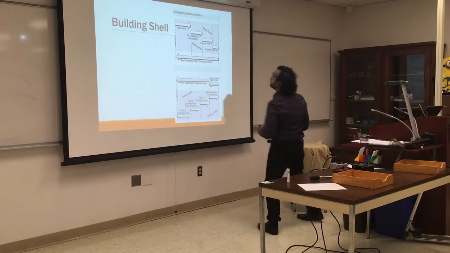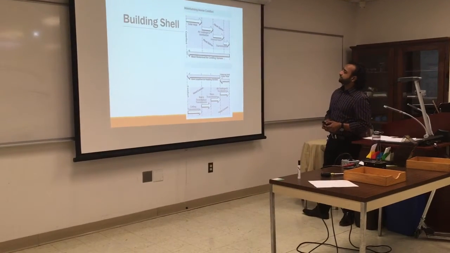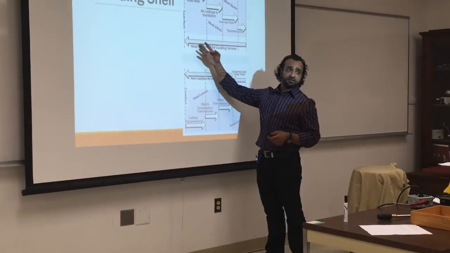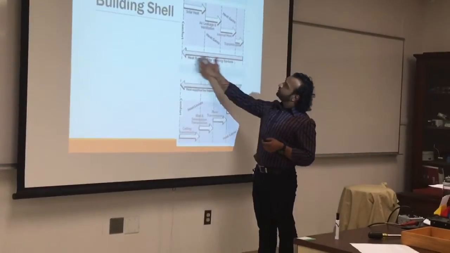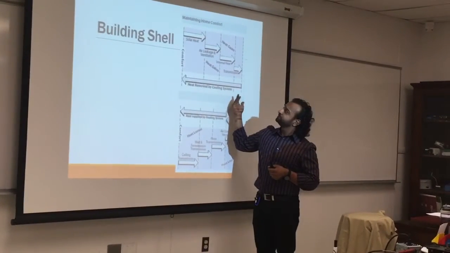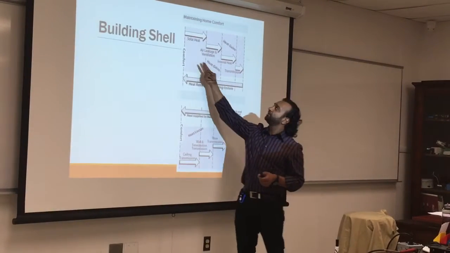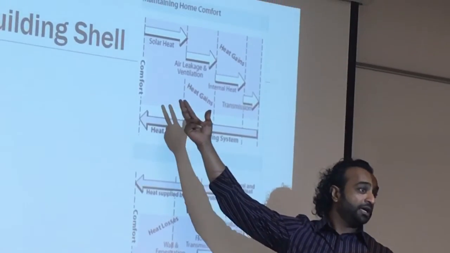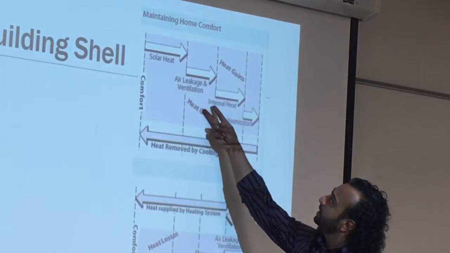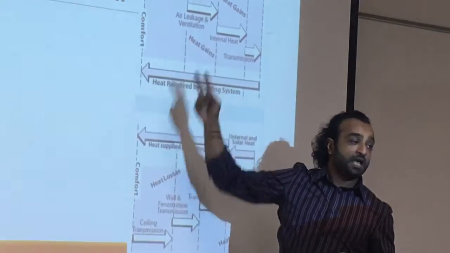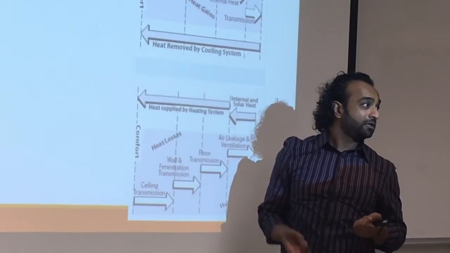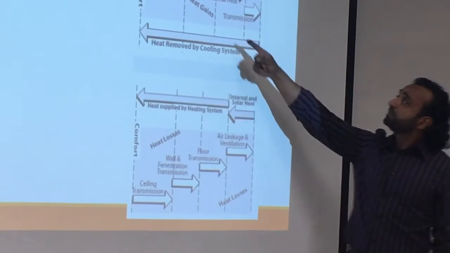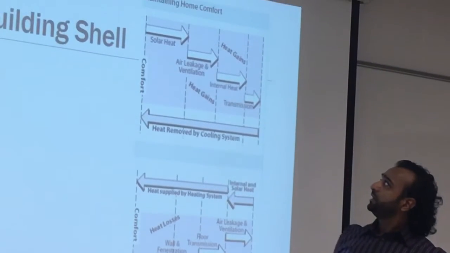Okay, so let's look at this graph here. Heat removed by the cooling system, this is in the summertime. I'm trying to move heat outside, but heat is coming back into the house. How is it coming back? Solar heat through the glass panels, also heating the wall, that's solar heat. Air leakage and ventilation. Air leakage is through the cracks in the house, walls, and also internal heat.